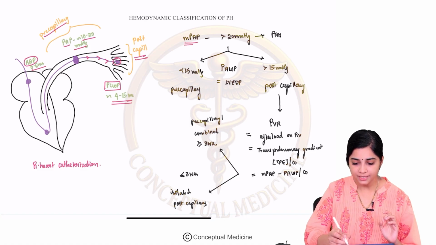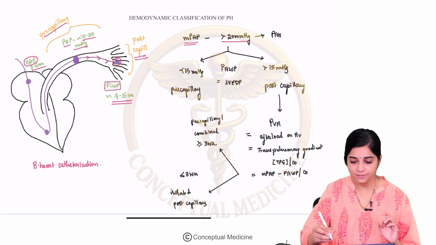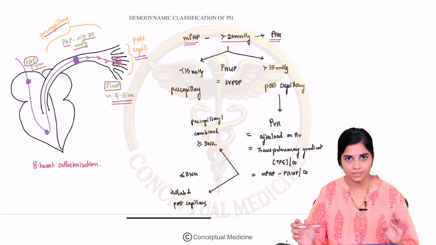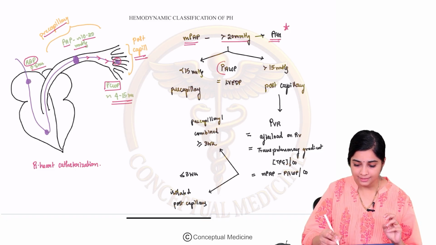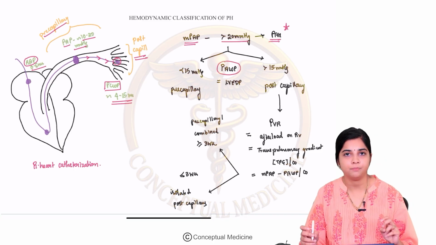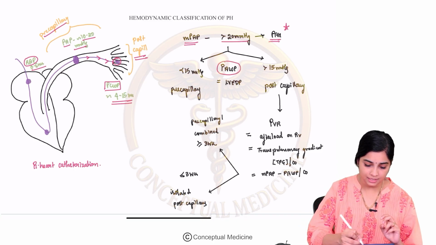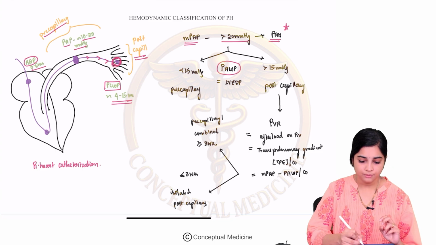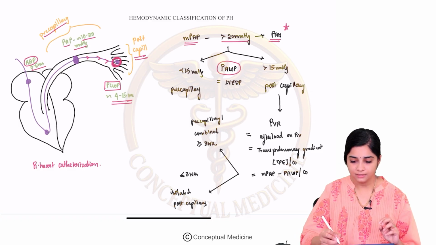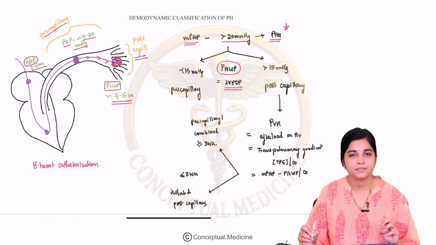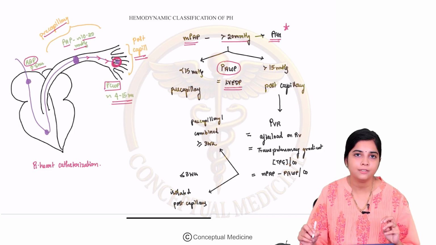A mean pulmonary artery pressure of more than 20 millimeters of mercury is your pulmonary arterial hypertension. This definition we already know. Once you have obtained that, you look at the pulmonary arterial wedge pressure. What is the pulmonary arterial wedge pressure basically indicative of? It is indicative of your left ventricular end diastolic pressure. What is the meaning of that?